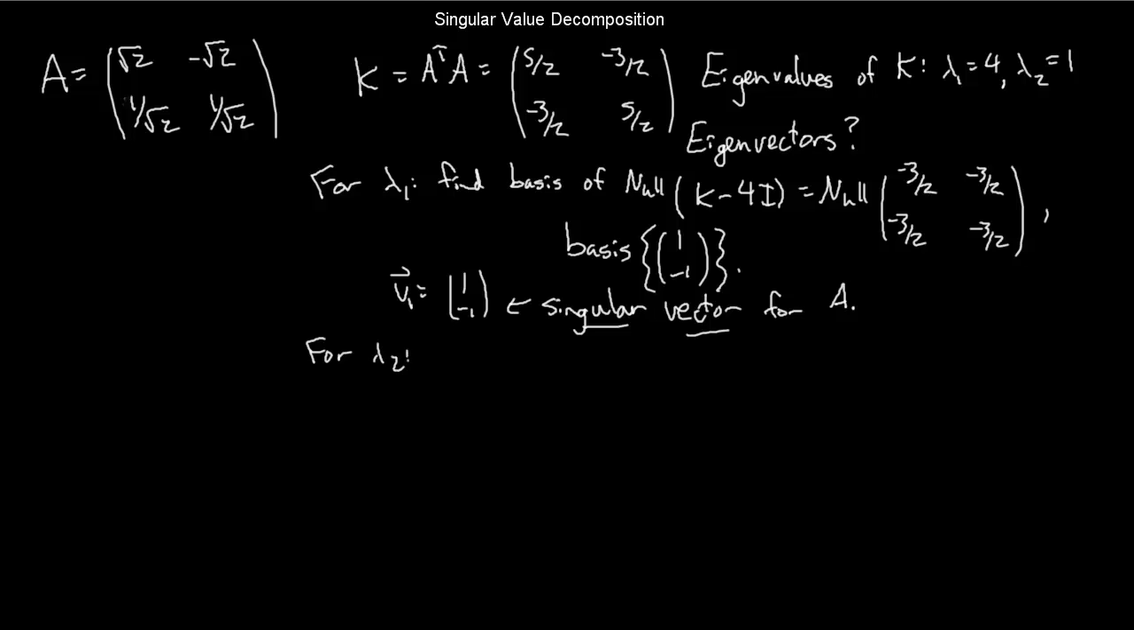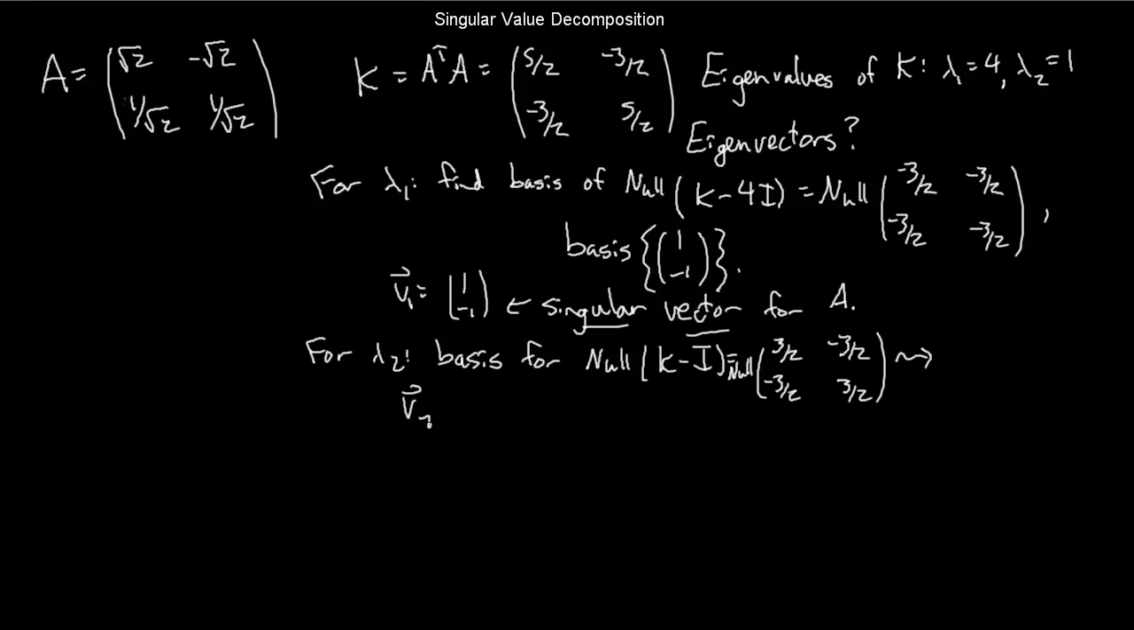Similarly, let's review again how to find an eigenvector for K with eigenvalue lambda 2. Since I know that lambda 2 is 1, all I have to do is find a basis for the null space of K minus 1 times the identity. And you compute what that matrix is. It's not deep: 3 halves, minus 3 halves, minus 3 halves, 3 halves. The null space of that is spanned by the vector 1, 1. So I can set v2 to be 1, 1. That spans the entire null space, the one eigenspace for K. So this is my singular vector for A with singular value 1.